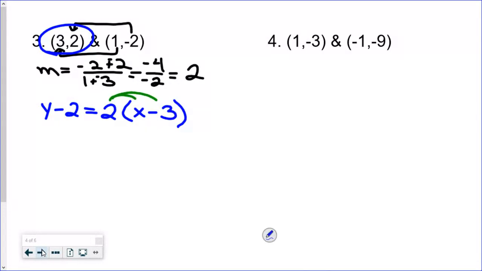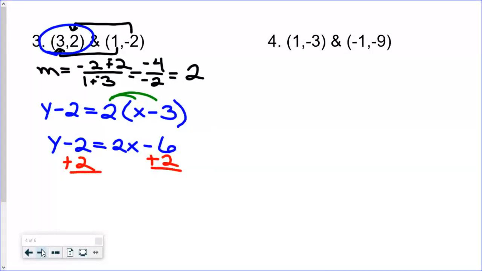Distribute, and you get y minus 2 equals 2x minus 6. Do you see that? Be careful now when I add 2 to a negative 6. Do you see that is actually minus 4, or you could say plus a negative 4. Great. Okay, let's do it again.